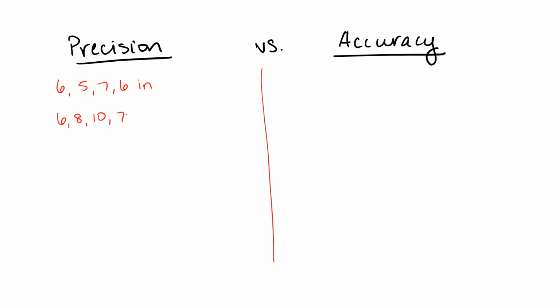So, in the end, precision is all about how close data points are together.